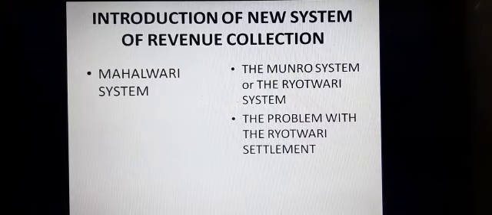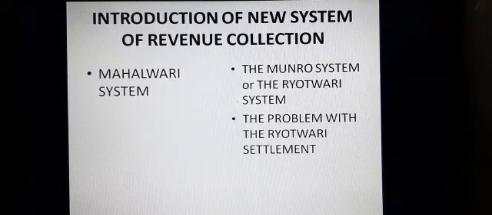He adopted the following methods. He directed collectors to go from village to village and to collect data of the type of land, the type of crops grown and so on.